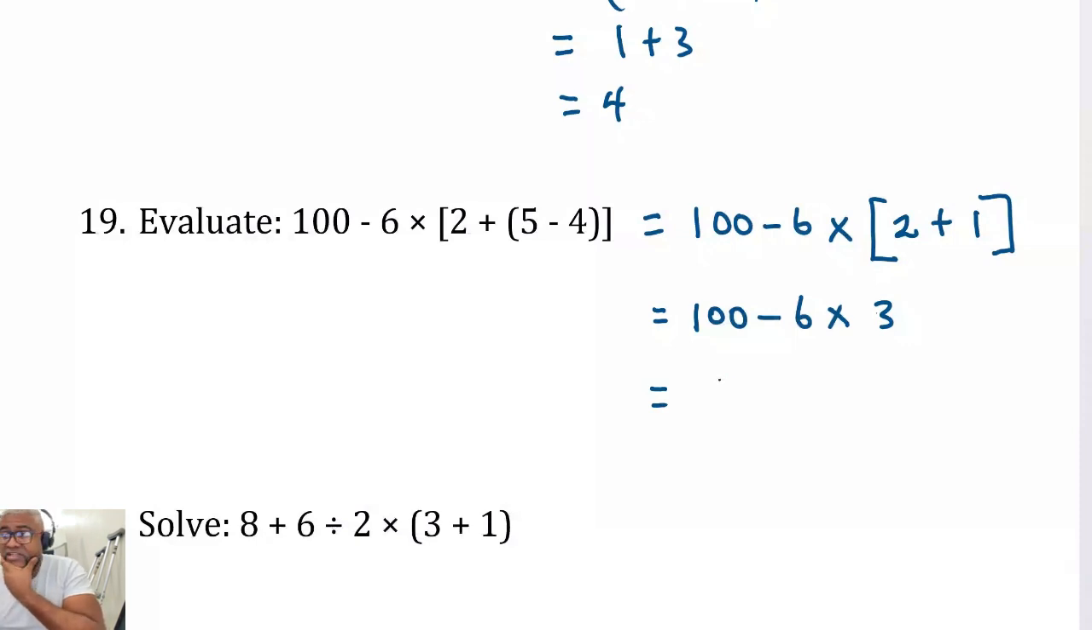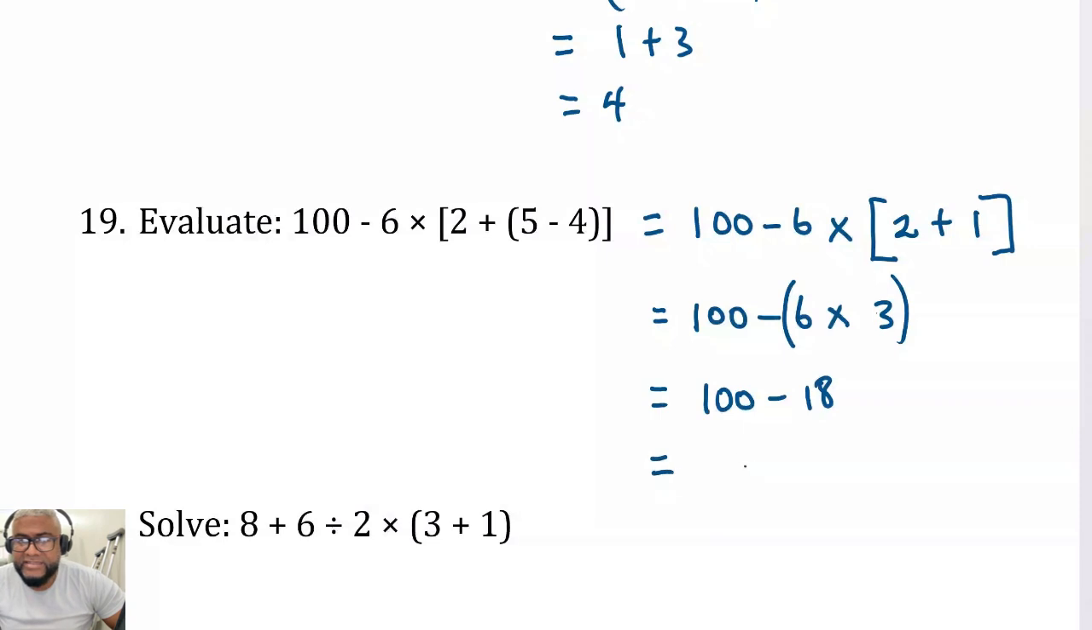So what are we doing first here, Ramdas? It will be 6 times the 3. Right, so there'll be 100 minus 18. 100 minus 18 is 82. 82, proper. Was anybody able to get 82 here? Raise your hand if you got 82. Kimani, did you get that?